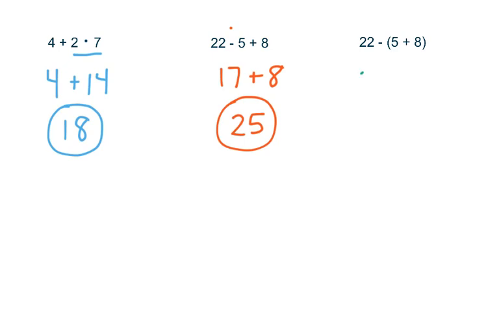So here I start out by going ahead and doing 5 plus 8 inside those parentheses, which is 13. And now I only have one step left, and that's my subtraction. 22 minus 13 is 9.